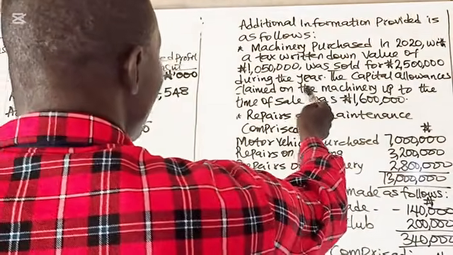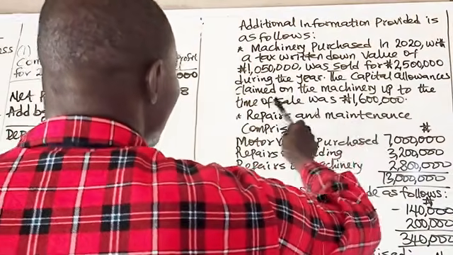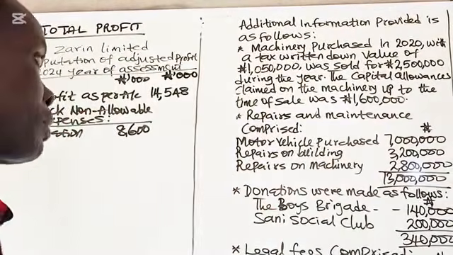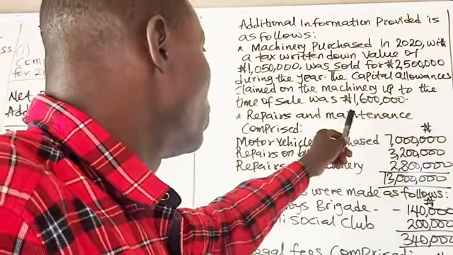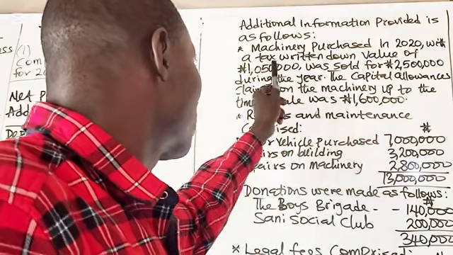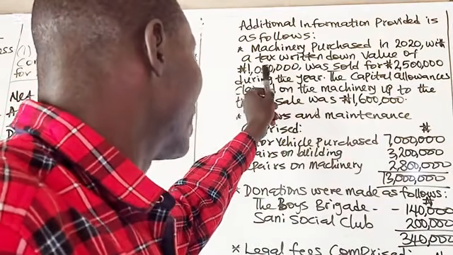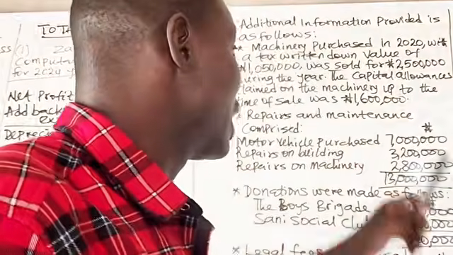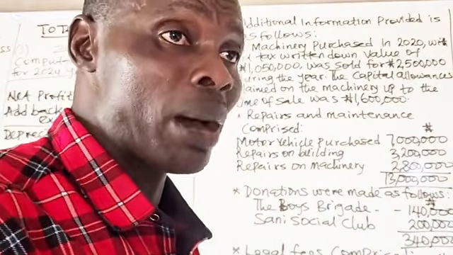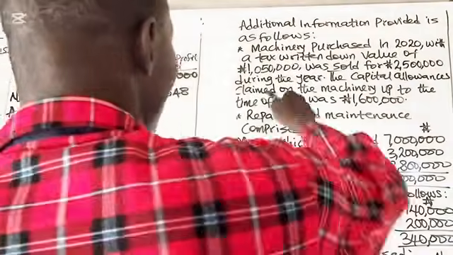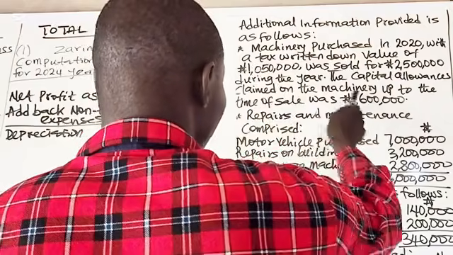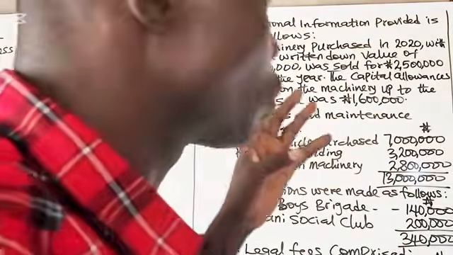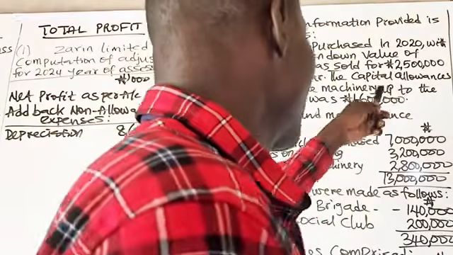The capital allowances claimed on the machinery up to the time of sale was 1.6 million. The reason for giving you the capital allowance is that they want you to know that if you add this capital allowance plus the tax written down value, you'll have 2,650,000, which is greater than the proceed. The essence of this is to know whether it will lead to a balancing difference. So the cost of acquisition is 2,650,000, which is greater than the sales proceed.